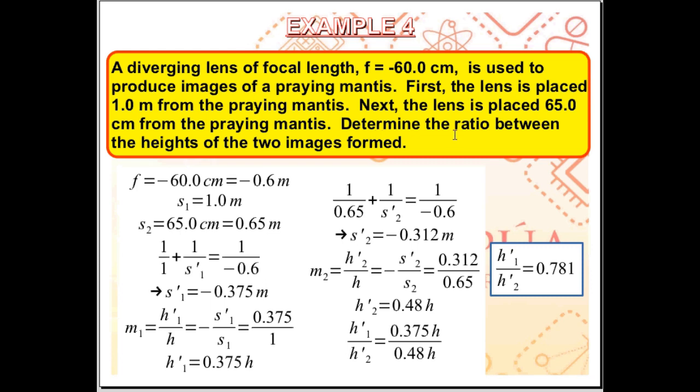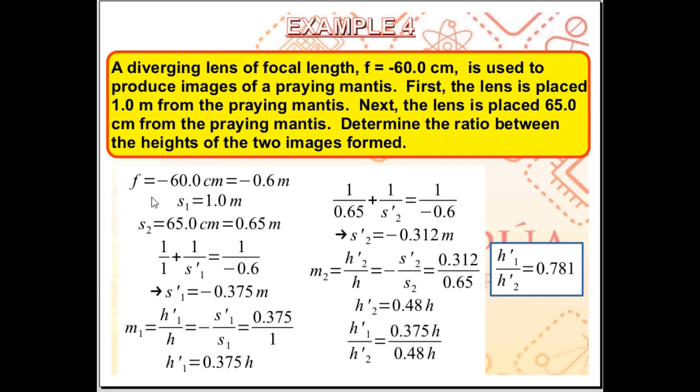Determine the ratio between the heights of the two images that were formed. So height of the image in case 1 and height of the image in case 2, get the ratio between the two. In other words, case 1, h1 prime. Case 2, h2 prime. What is the ratio between h1 prime and h2 prime?